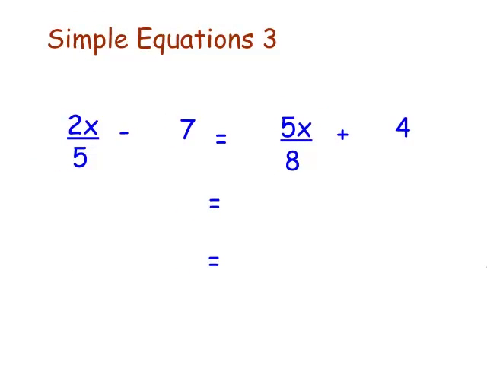Today we're looking at solving simple equations. These are ones with fractions, solving simple equations 3. Now the first thing when you have fractions, obviously the idea is to clear the fractions, and you've got to look at the denominators, 5 and 8. And so you actually have to find what's called the LCM, or the lowest common multiple of those two numbers. And hopefully we can see the LCM of 5 and 8 is actually 40.